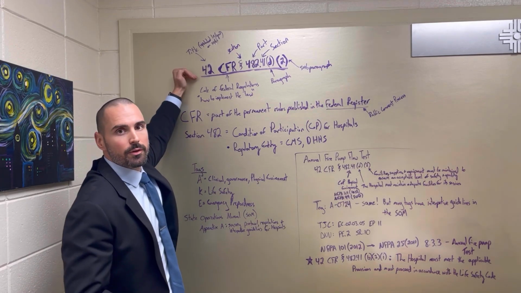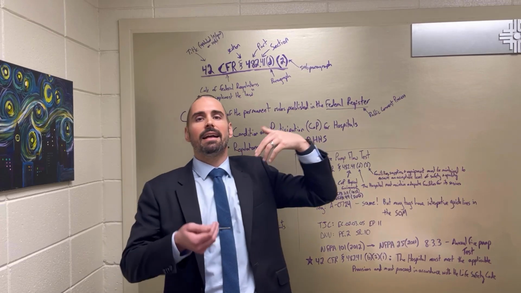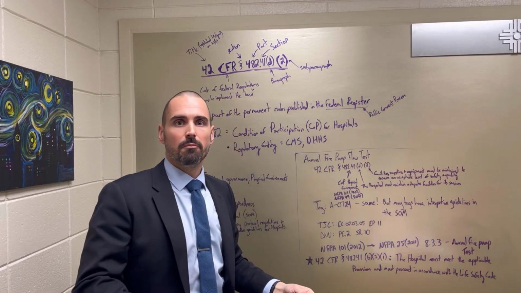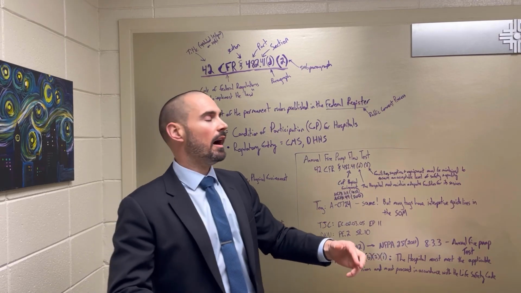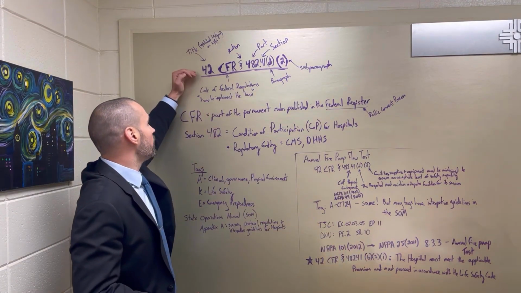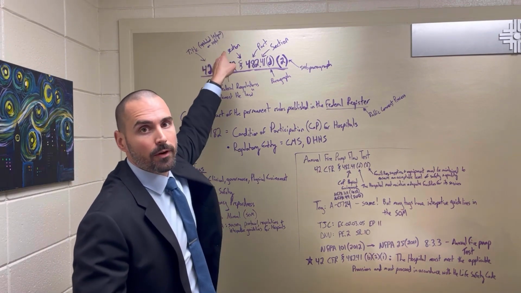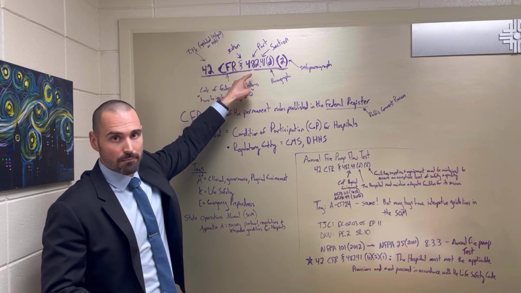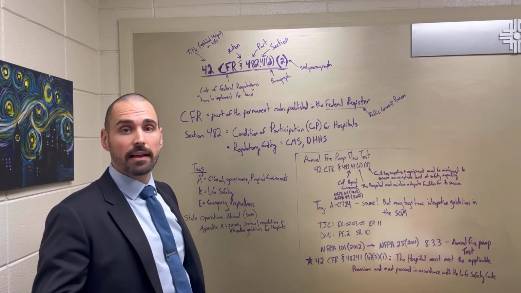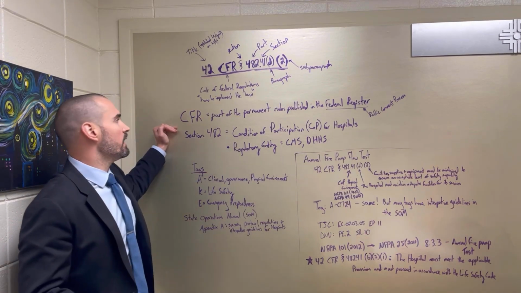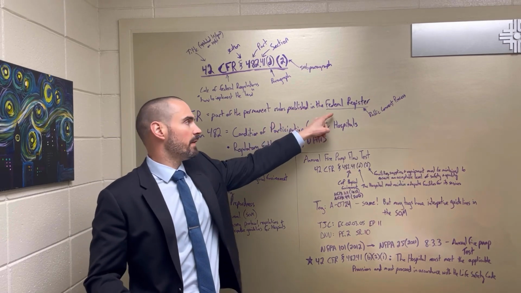Each title, there's about 50 titles or so. The titles are broken up and annually updated, but broken up into quarters, so that way it doesn't all happen at once. And so CFR Title 42 is actually updated every year on October 1st. Each section number is actually regulated by various entities, and you can find that all online, but we're going to talk about that. So CFR is actually part of the permanent rules published by the Federal Register.